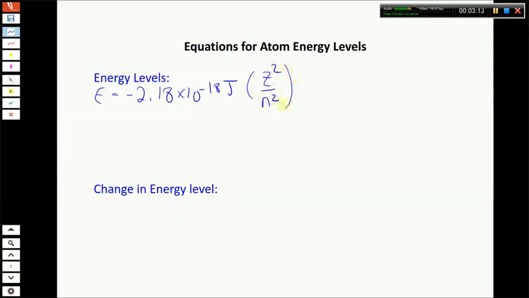So we drew a qualitative energy level diagram last time showing that the energy levels get closer and closer together as you go to higher and higher values of n, and that's because of this 1 over n squared dependence that we have on that quantum number n.